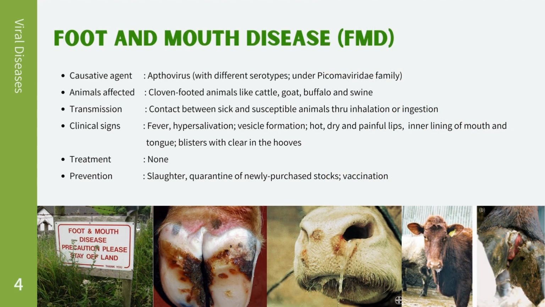Foot and mouth disease or FMD. Its causative agent is aphthovirus. The animals affected are cloven-footed animals like cattle, goat, buffalo, and swine. Transmission: contact between sick and susceptible animals through inhalation or ingestion. Clinical signs: fever, hypersalivation, vesicle formation, hot, dry, and painful lips, inner lining of mouth and tongue, blisters with clear fluid in the hooves. Treatment: none. Prevention, slaughter, quarantine of newly purchased stocks, and vaccination.